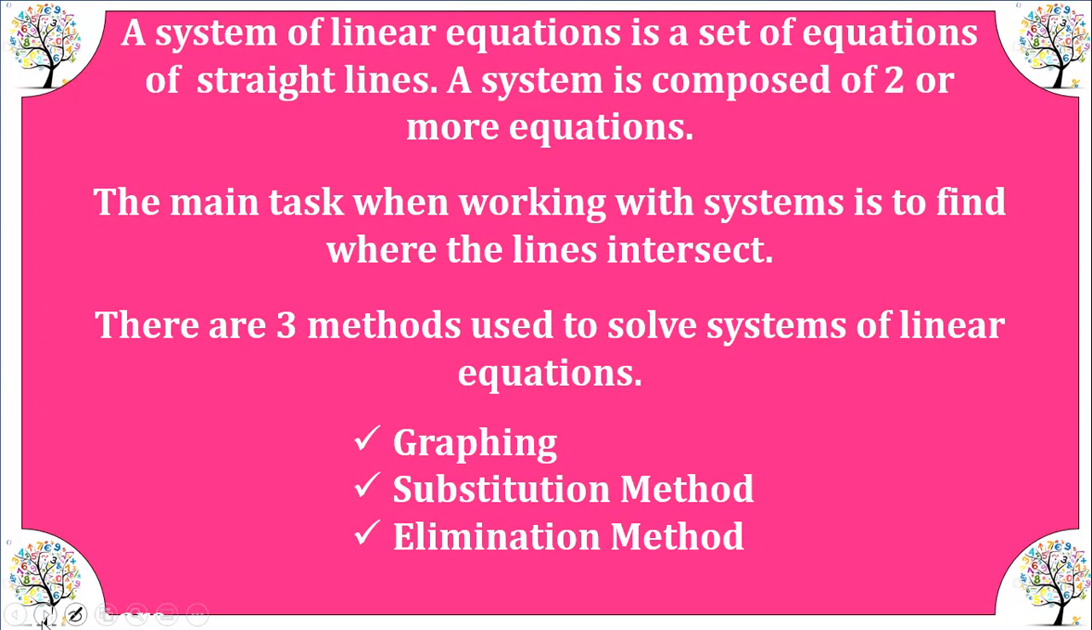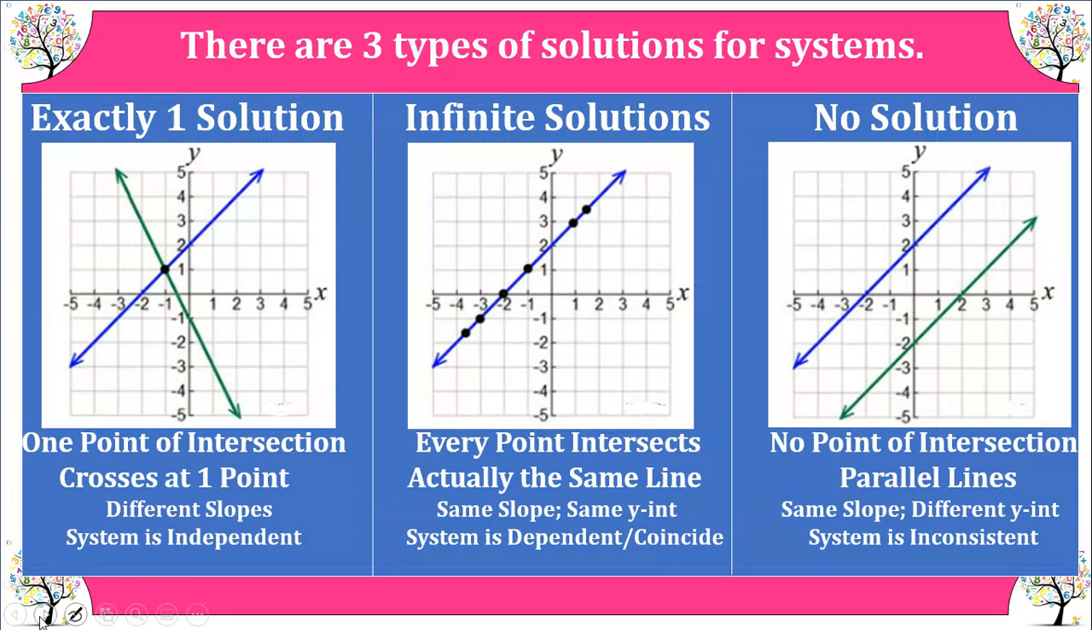Now, there are three methods to solve systems. There are three methods to find that point of intersection: graphing, and two algebraic methods when you don't have a graph: substitution and elimination. For this lesson, we're going to focus on graphing only. So, pause the video and take down these notes.